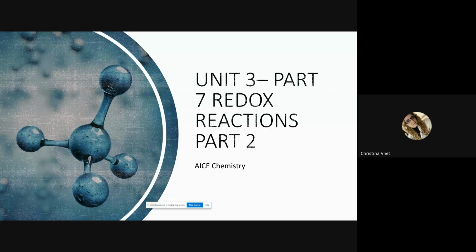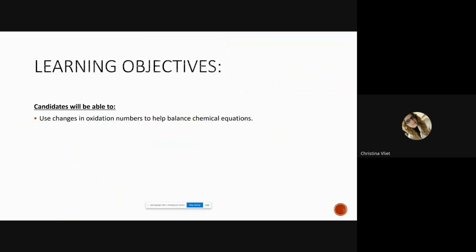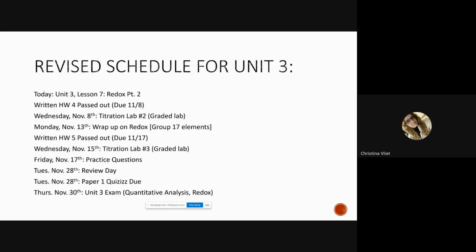And you'll notice that I've integrated that into here. The learning objectives are actually really short. We're just wrapping up a little bit on what we had learned last class. We did all of redox pretty much last class period. So today all we're going to do is use changes in oxidation numbers to balance chemical equations by looking at the amount of electrons transferred. So that is the only objective for today's lesson.